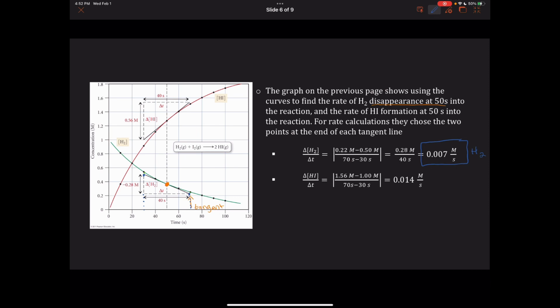Now they're doing the same thing with the hydrogen iodide. At that same point in time, at 50 seconds, so right here, they've drawn the tangent line. So again, we're seeing that equal distance from the point, the angles are the same. They're using the end of the line as the 2 points to calculate the slope. So here, calculating the slope of that tangent line, we're going to get 0.014 molarity per second.